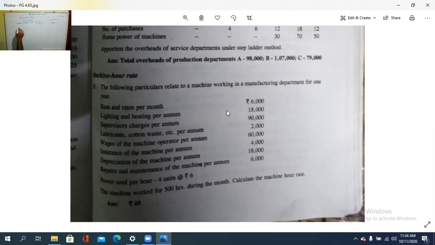Then supervisor's charges per annum, how much is it? 90,000 divided by 12, it is 7,500. Then lubricants, cotton waste, etc. per annum. So what is that? That is variable, like wages of the machine operator. How much is it? 60,000. So 60,000 divided by 12, I think 5,000. 5,000. Clear?